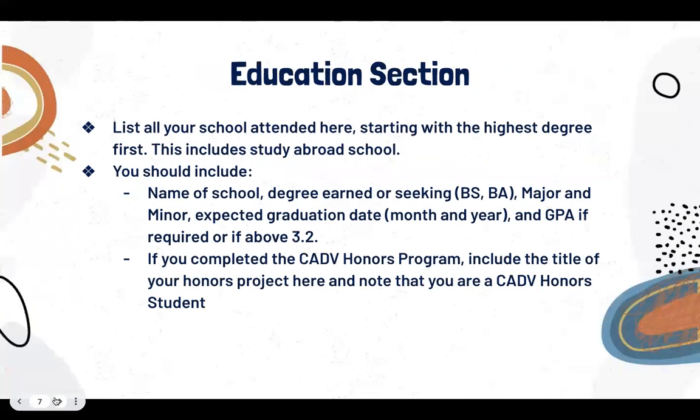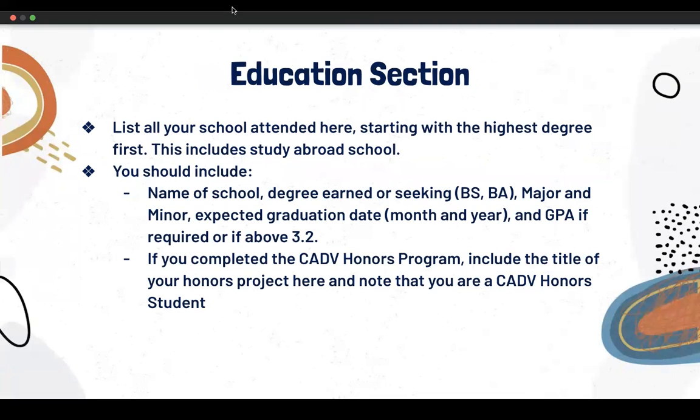The education section. This is where you'll list any schools that you have attended, starting with the highest degree first. This can also include study abroad schools. So what should you include? You should include the name of the school, the degree earned or seeking, whether a BS or a BA, major and minor, your expected graduation date, so you'll include the month and the year, and GPA if required, or if your GPA is above a 3.2.